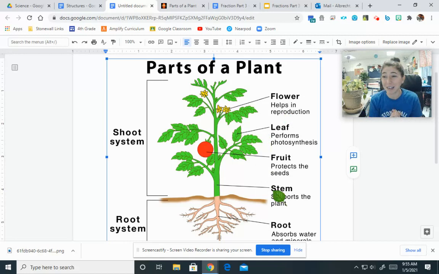Alrighty, guys, your job today is going to be to go to Google Classroom, and I want you to answer the question. Choose one of these structures and one of the functions and tell me about it.